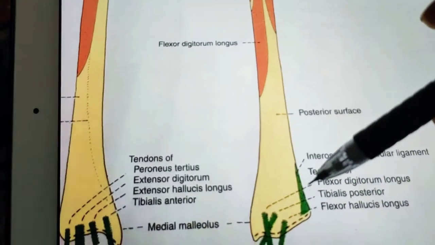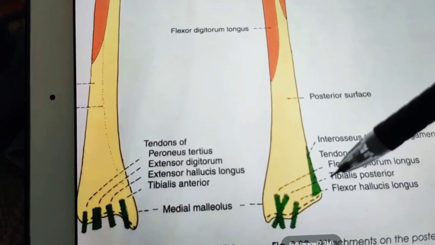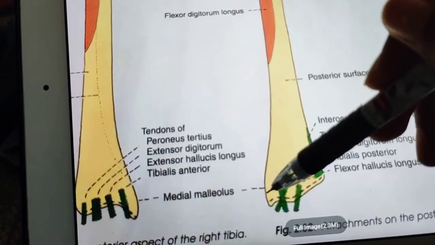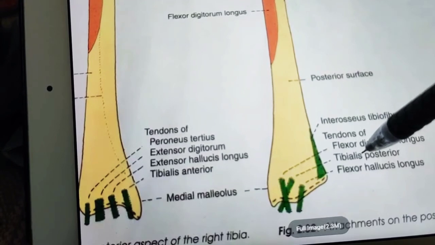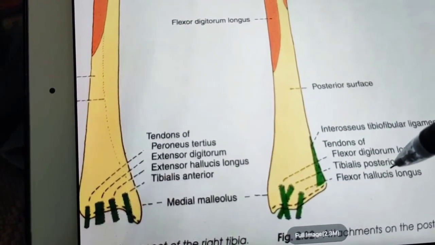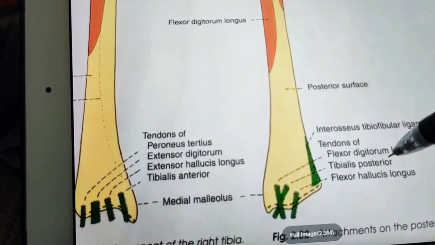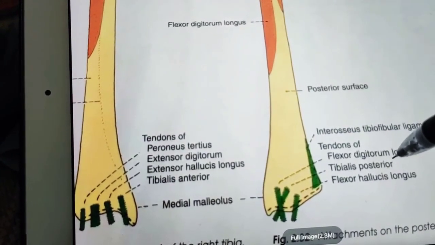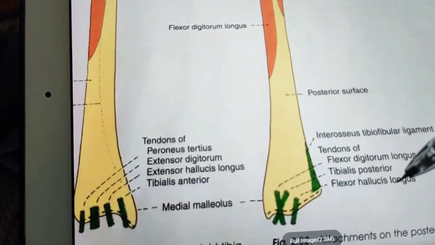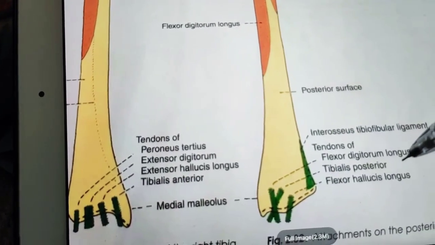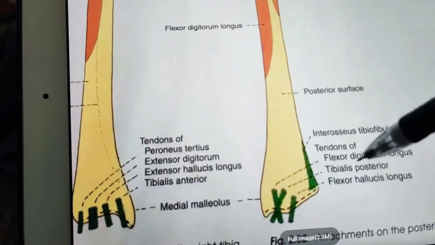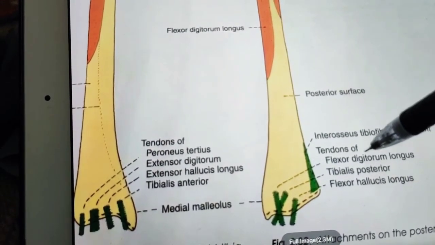The lowermost part of the posterior surface of the shaft and the posterior aspect of the lower end are related, from medial to lateral side, to tibialis posterior, and next comes the flexor digitorum longus, which lies in a groove. Next you have the posterior tibial artery, the tibial nerve, and also the flexor hallucis longus. The groove for the tendon of tibialis posterior continues downwards on the posterior surface of the medial malleolus.